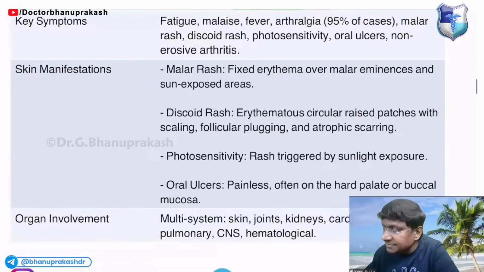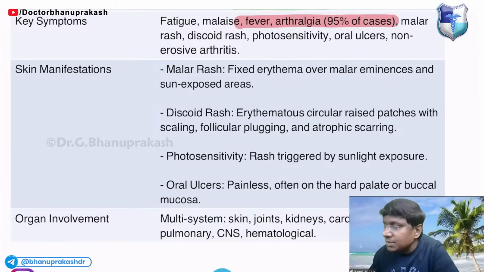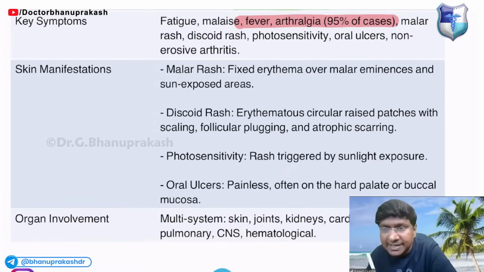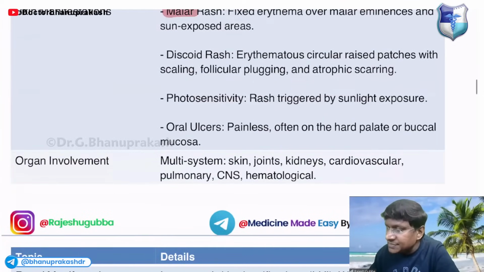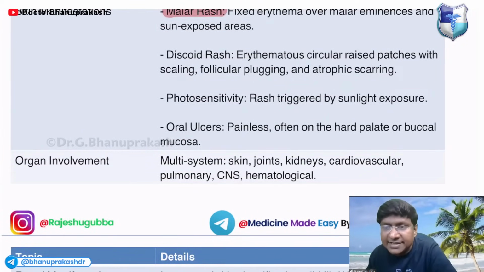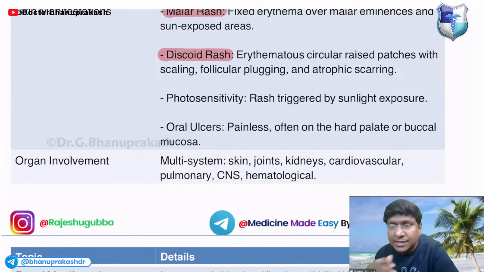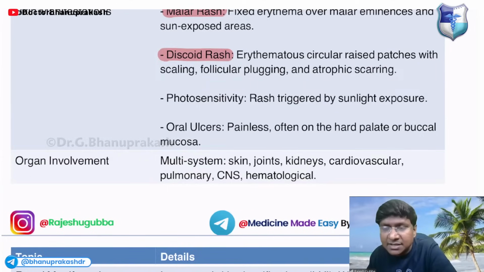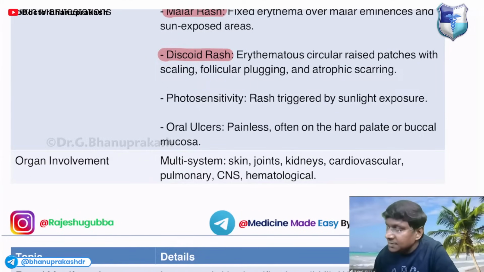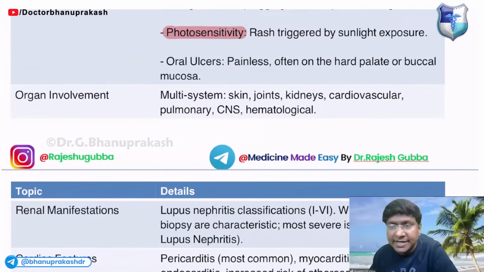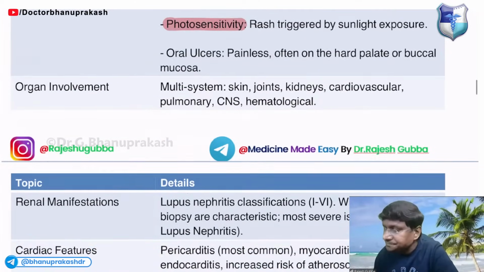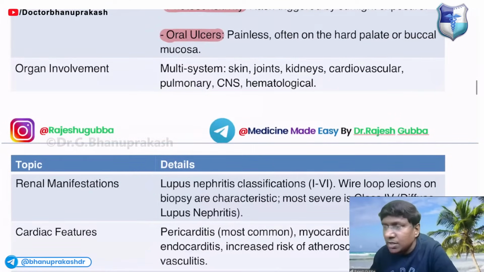What is the most common symptomatology in these patients? Most common symptomatology will be fatigue, malaise, fever, arthralgia. These will be the key symptoms, right? Then, what are the skin manifestations? Skin manifestations will be in the form of malar rash, where there is fixed erythema over the malar eminences and sun-exposed areas. There is also discoid rash, where you have erythematous circular raised patches with scaling. There is also photosensitivity, right, where you have rash triggered by sunlight exposure. And there are also oral ulcers, and they are painless oral ulcers.